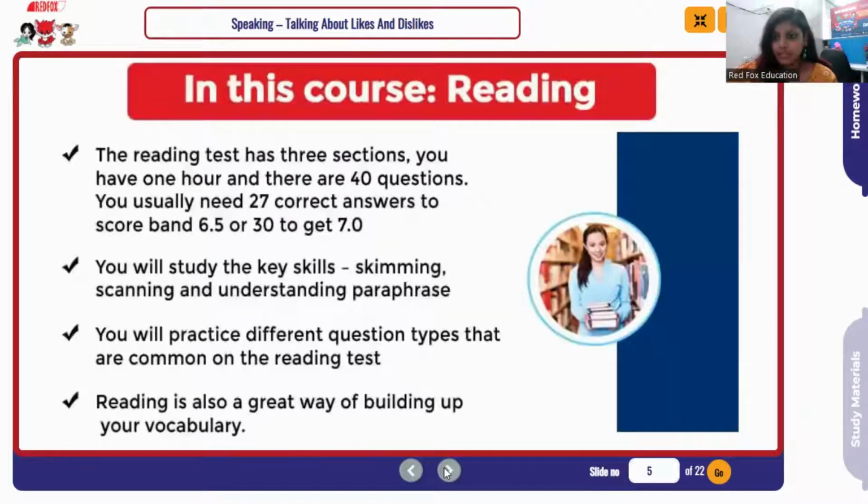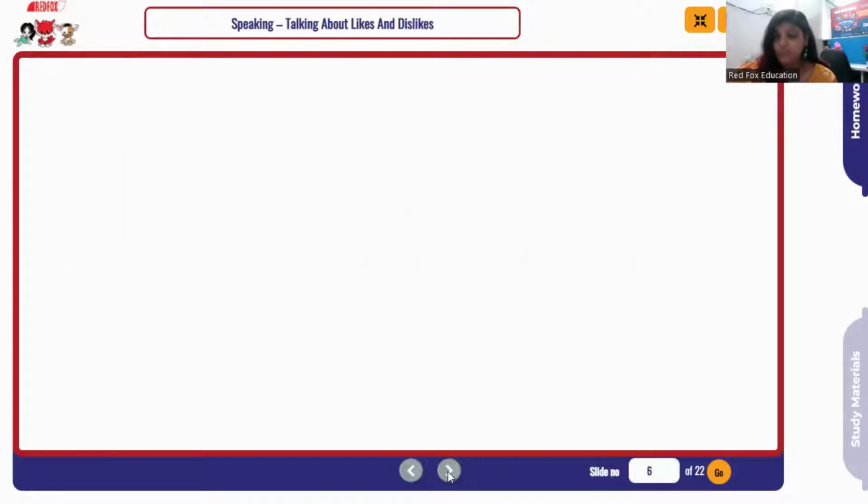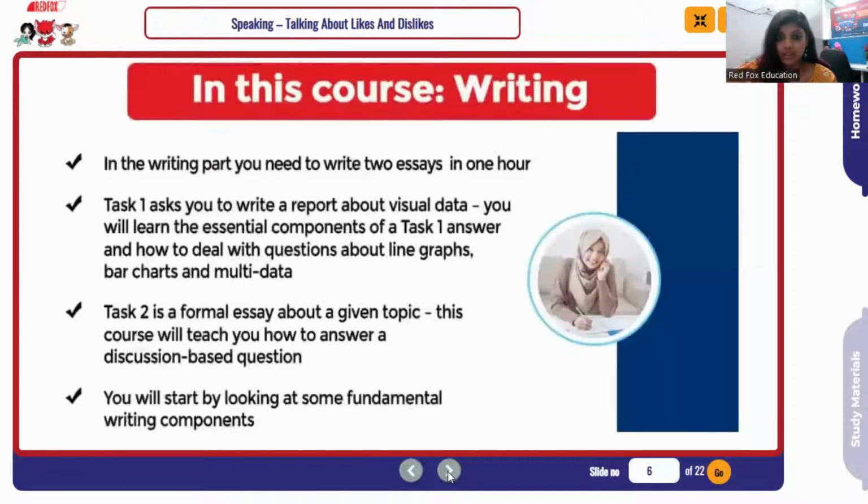Before we jump into that, I will give you a small description of the test. Reading has 3 sections and lasts 1 hour, with 40 questions. Your important skills are skimming and scanning. Then you have writing, where you have to complete 2 essays within 1 hour.